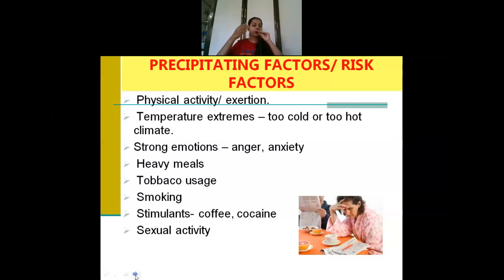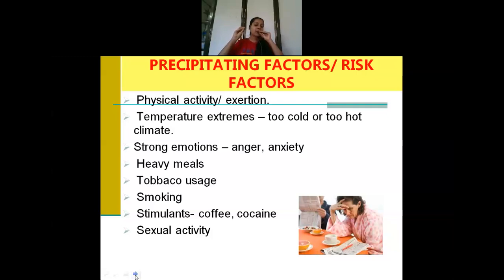Next one is strong emotions, which you are already aware of, isn't it? When you are exposed to stress, or because of anger, anxiety, or any saddening news, that also may trigger heart attacks or chest pain. Next is heavy meal. This I have already told. When you take a large heavy meal, what will happen? All the blood circulation goes to the GI tract for digestion, and your heart will receive less blood flow, less cardiac output. So the heart will think, I also have to pump and get more blood, and it will try to work harder and harder. Finally, it will result in chest pain.